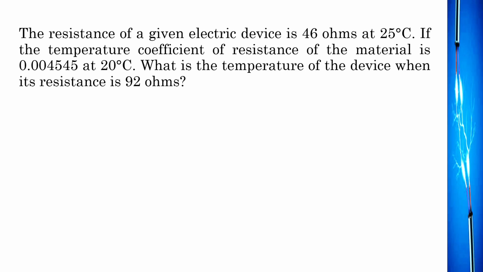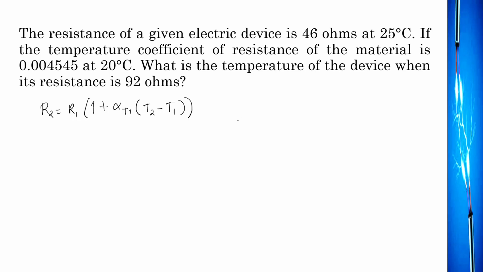The resistance of a given electric device is 46 ohms at 25 degrees Celsius. If the temperature coefficient of resistance of the material is 0.004545 at 20 degrees Celsius, what is the temperature of the device when its resistance is 92 ohms? So, mamili lang tayo kung alin dun sa dalawang formula yung pwede natin gamitin. So, kung halimbawa, ang gagamitin mo is, let's say, yung R2 is equal to R1 times 1 plus alpha T1 times T2 minus T1. Okay? So, ayan siya.